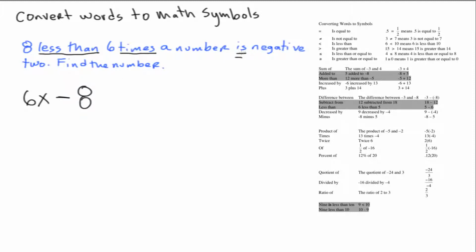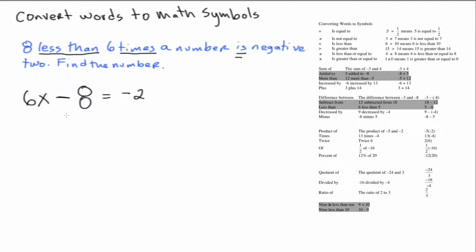Okay, is -2. Is an equal sign. Okay, and right here, sometimes they'll say is equal to, but in this case, it's representing equals. Is -2. So -2. Okay, find the number.